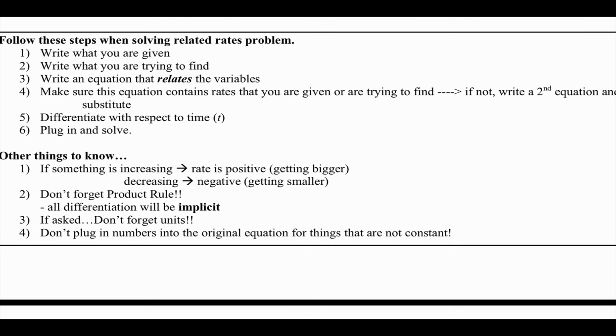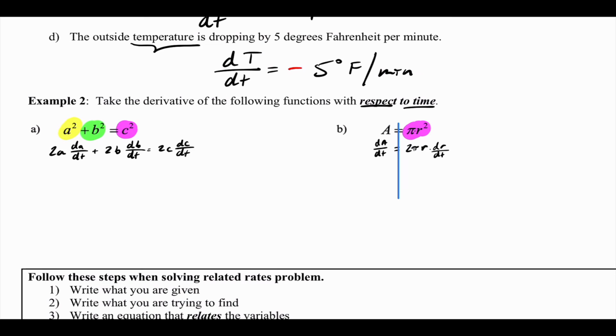Every time you do step number 5, it's always going to be implicit differentiation. What is implicit differentiation? It's when variables are mixed together, right? Just like this one right here. We had A's and B's and C's and R's, right? So everything is with respect to time, so they're going to be given tags. D something over dt, D something over dt, okay?